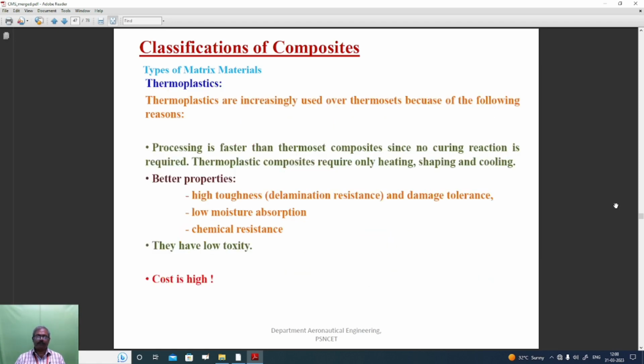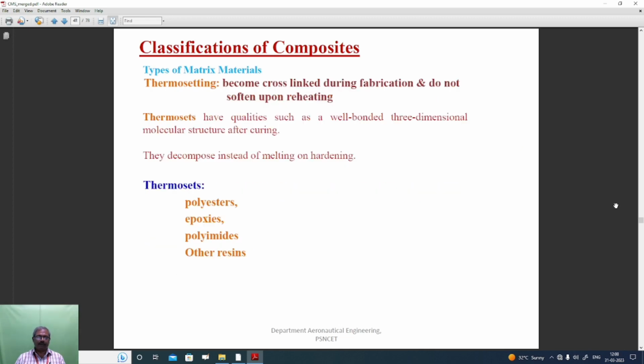And thermoplastics are increasingly used over thermosets because of the following reasons. Processing is faster than thermoset composites since no curing reaction is required. Thermoplastic composites require only heating, shaping and cooling. The better properties of thermoplastics are high toughness and damage tolerance, low moisture absorption, chemical resistance, and low toxicity, but the cost is high.